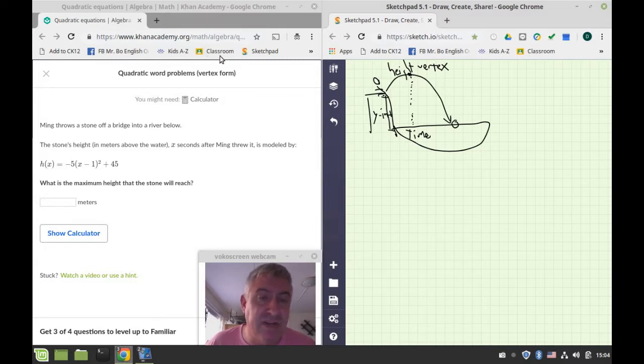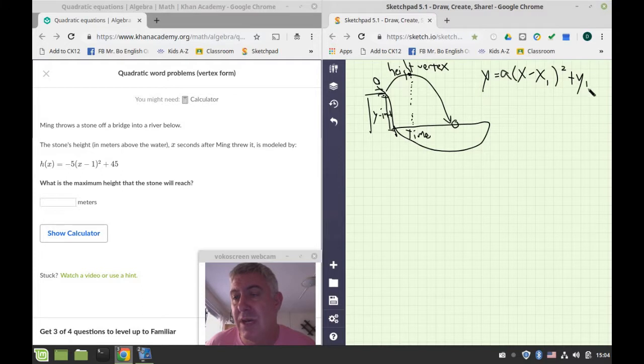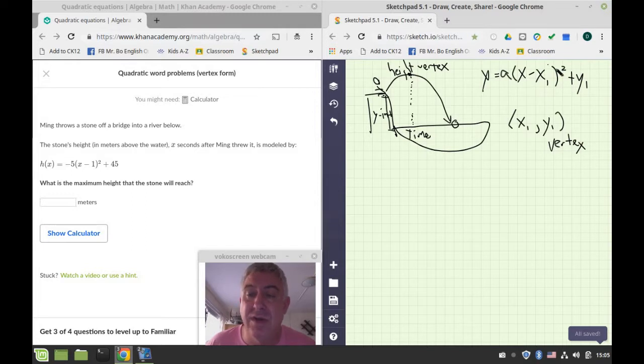Okay, we've got a vertex form already. So this is actually a question about where the vertex is. What is the y for the vertex? And you'll remember the vertex form looks like y equals a times (x minus x1) squared plus y1, where (x1, y1) is the vertex. If we already have it in this form, we can easily find the vertex. The vertex is going to be at x equals 1, and plus y1 over here, plus 45, so it's going to be at 45.